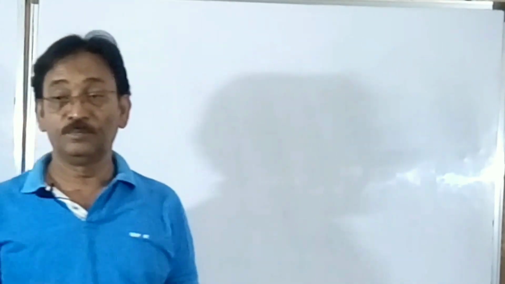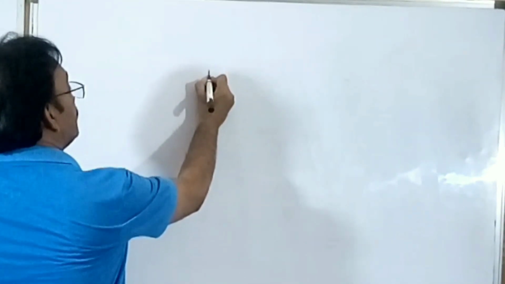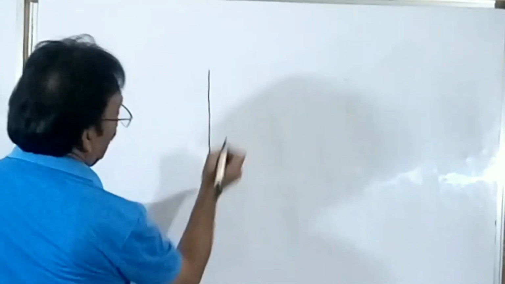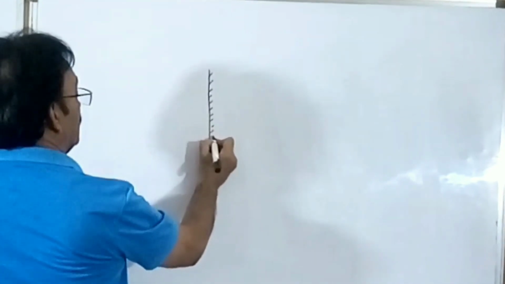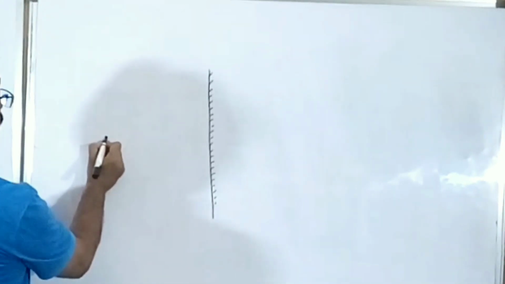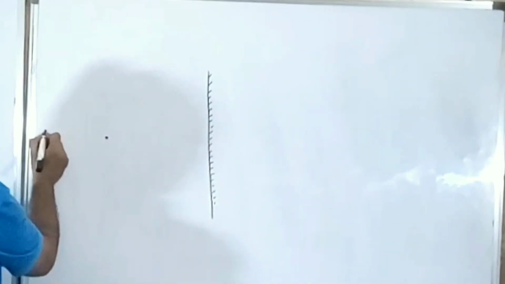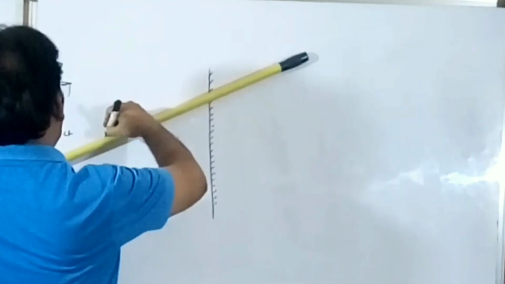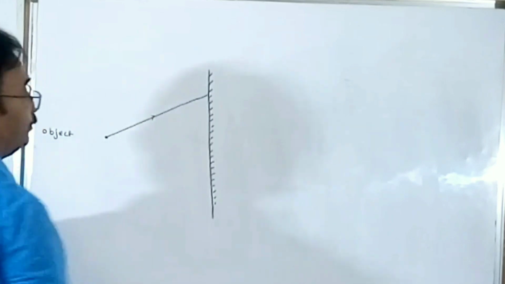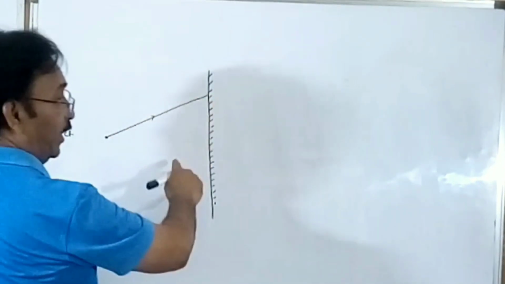Now it is time for the formation of images. Let's take an optical element, say a mirror. Then locate a point-sized object here. I call it the object. Already I told you it is point-sized as well as a real object. Real objects can diverge the light rays. Take such a light ray. One of the light rays we took traveled along this way and is incident on the mirror.